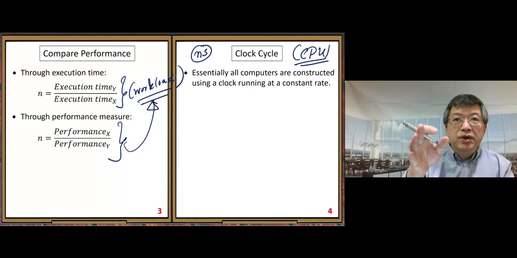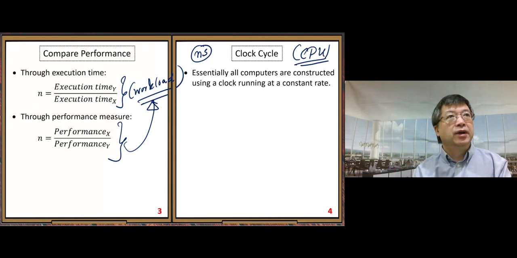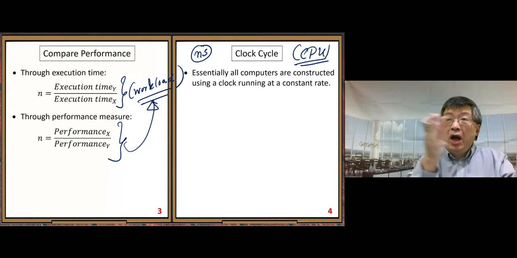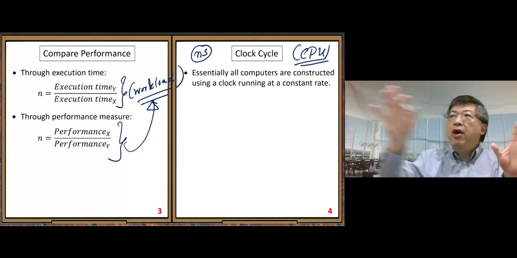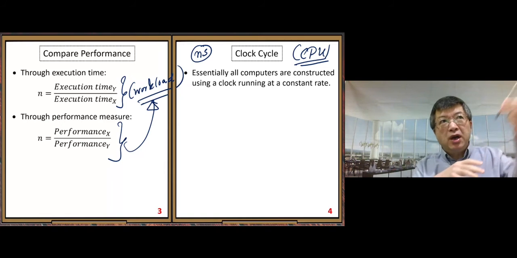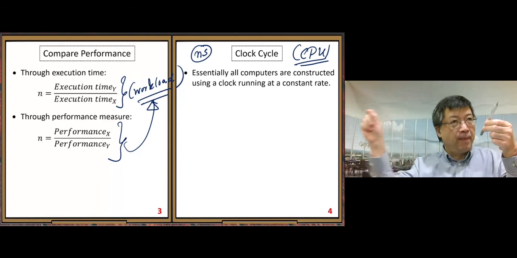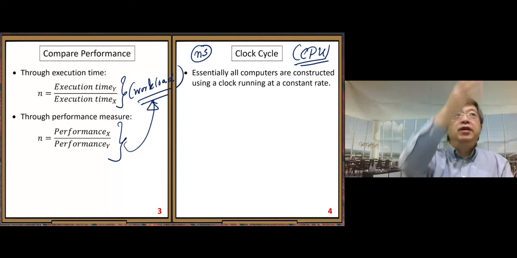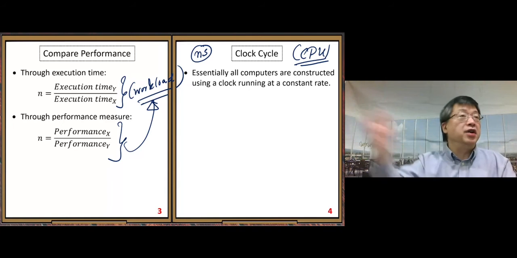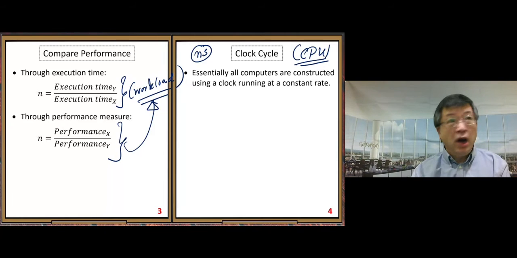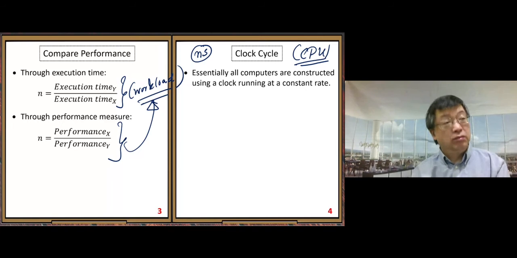Essentially, all computers are constructed using a clock running at a constant rate. You may ask why we need to put a clock inside the CPU. Because in order to execute all the operations, you need a clock to make controls. Otherwise, how can you control when you should do the first operation, when you should do the second operation, and so on? Without a clock, you do not know when to start certain operations.